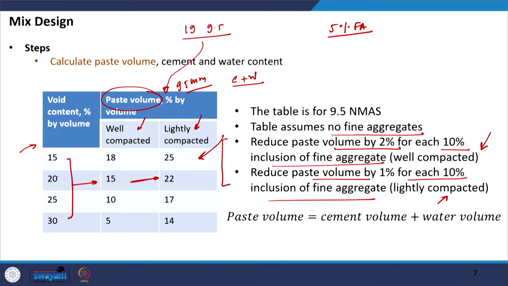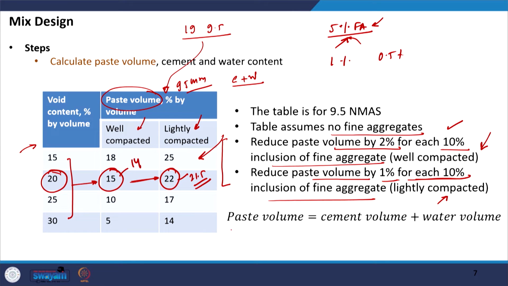let us say the paste void content is 20%. So, I am using 5% fine aggregate, without fine aggregate it was 15%, but since fine aggregate has come, I have to reduce 2% for each 10% inclusion, the inclusion is 5%, so the reduction will be 1%. So, instead of 15 I will take 14. In case of lightly compacted, it says 1% for each 10%, we have 5%, so we will reduce 0.5%, which means this will be 21.5%. Okay. So, I hope that this is clear to you.